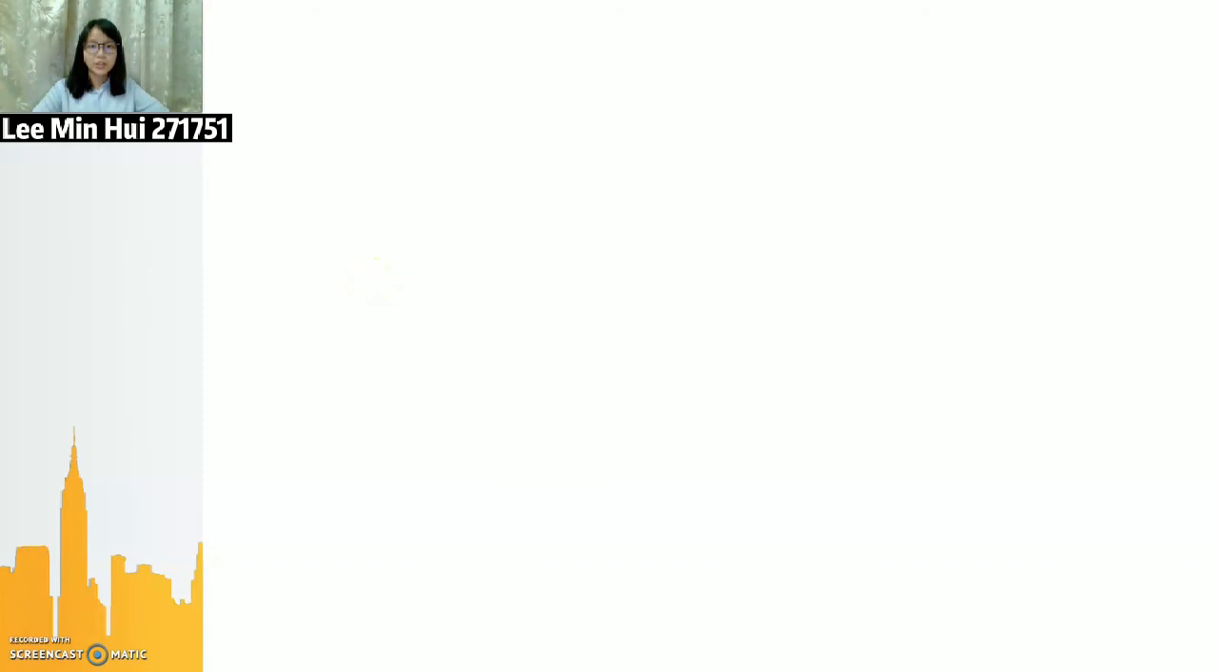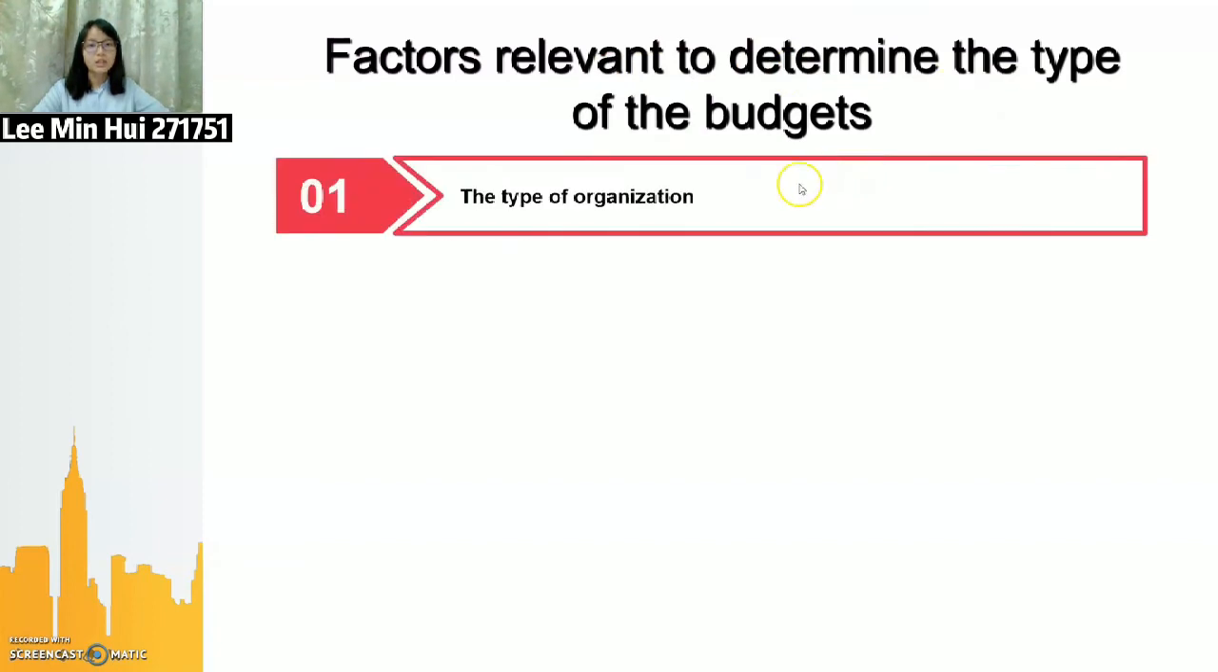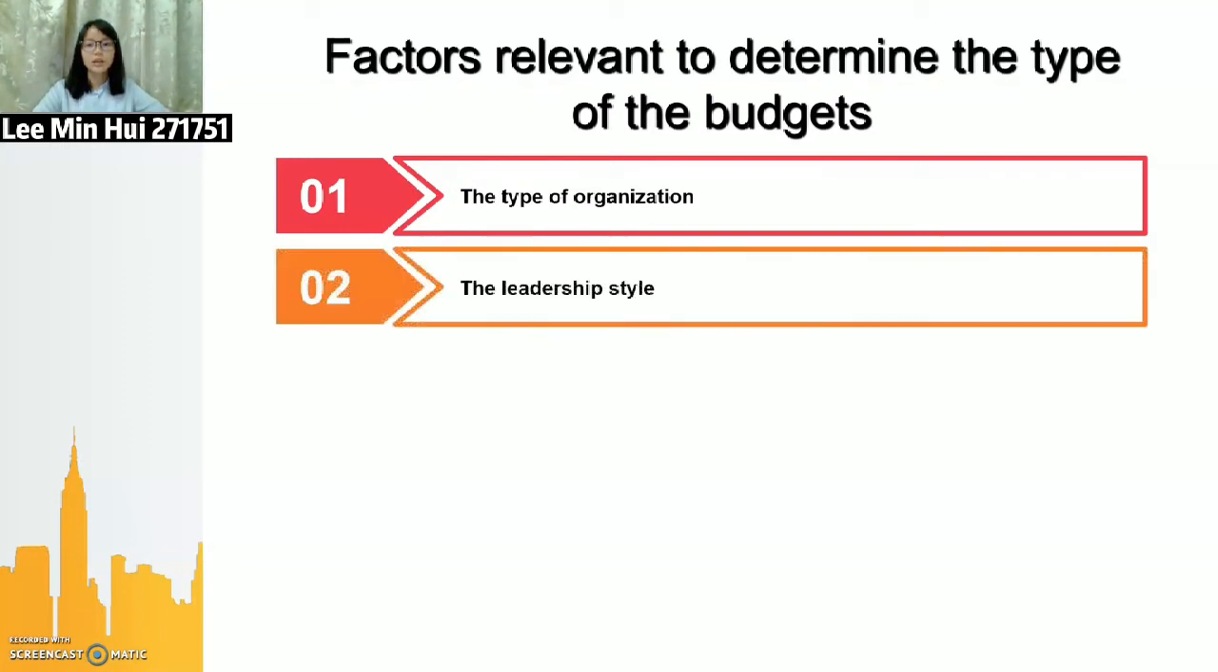After explaining the budgeting process, now let's have a look at the factors relevant to determine the type of the budget. The first one is the type of the organization, such as functional organization, divisional organization, and also matrix organization. The next one is the leadership style. For example, democratic leadership, transformational leadership, laissez-faire leadership, as well as autocratic leadership.